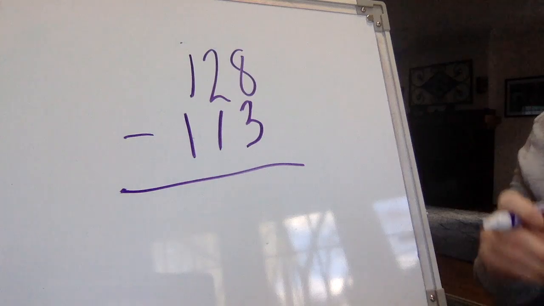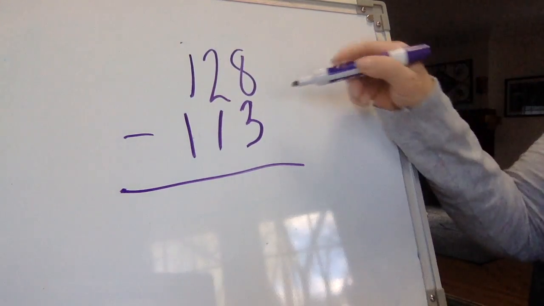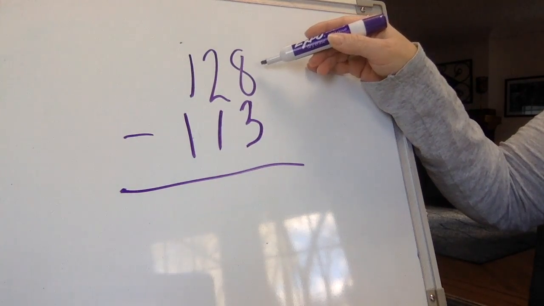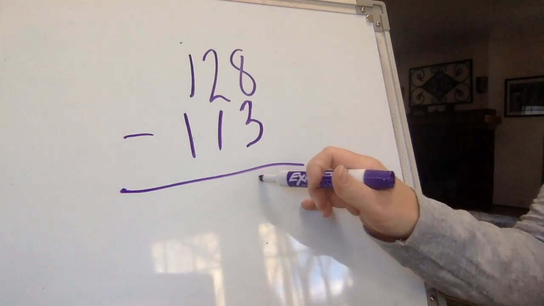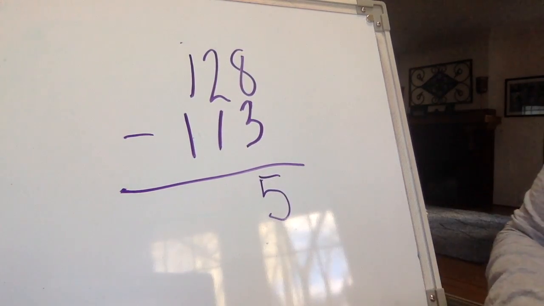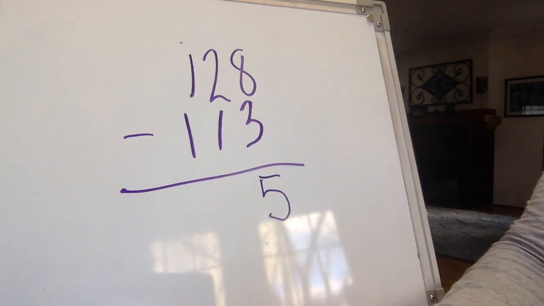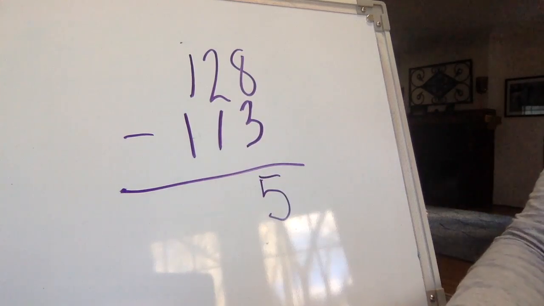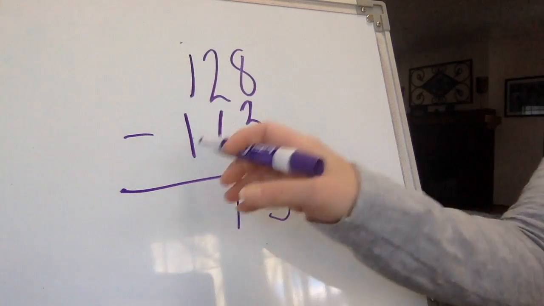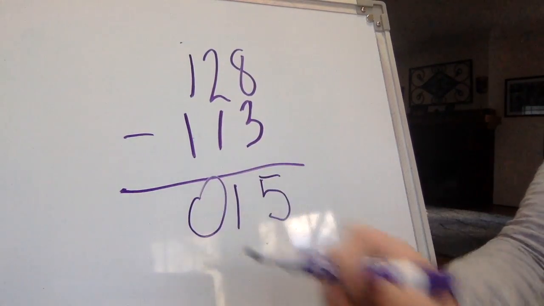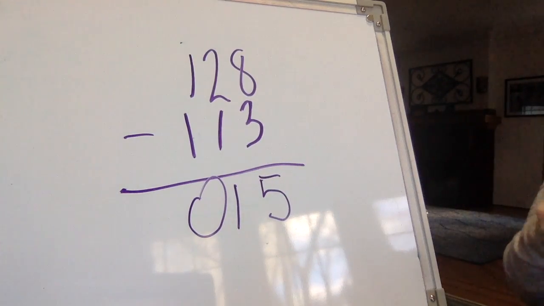All right, let's look at this problem. Remember, we have to figure out if we're going to be regrouping or not. We start in the ones, always in the ones. 8 minus 3, do I need to regroup? Nope, 8 minus 3 is 5. And then I move over to my tens column. 2 tens minus 1 ten, do I need to regroup? No, I know how to do 2 minus 1. 2 minus 1 is 1. And then I move over to my hundreds. 1 minus 1 is 0. So 128 minus 113 equals 15.